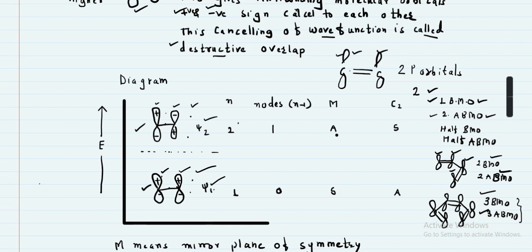If you have four orbitals, then you have to give the notation psi1, psi2, psi3 and psi4. But in this case only two are there, then psi1 and psi2. In this case the first molecular orbital is n equal to 1, second is n equal to 2. Nodes can be given as n minus 1.